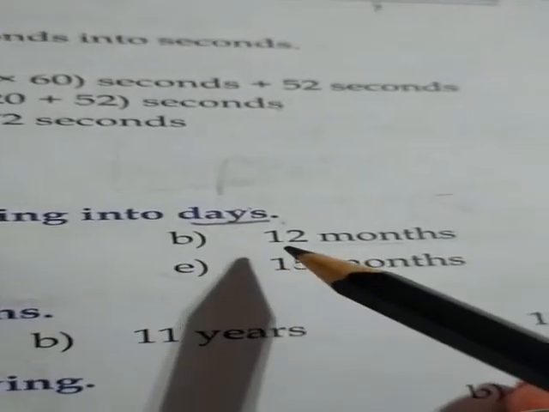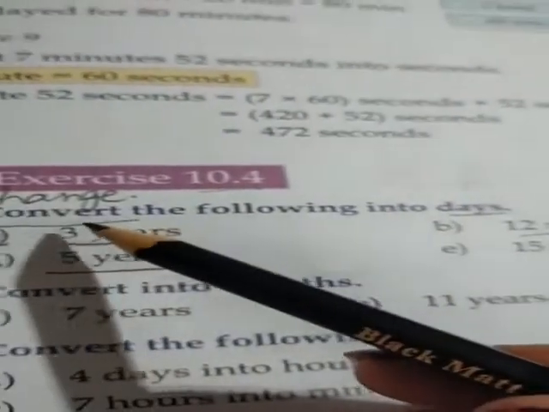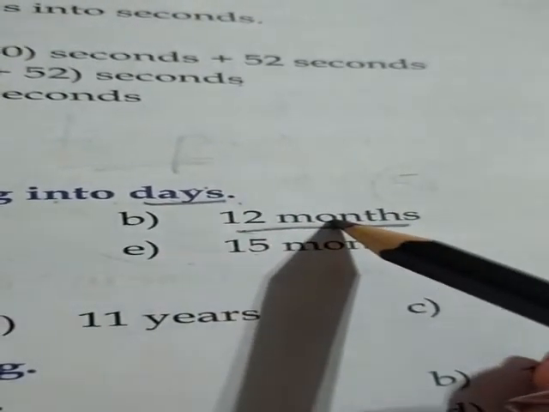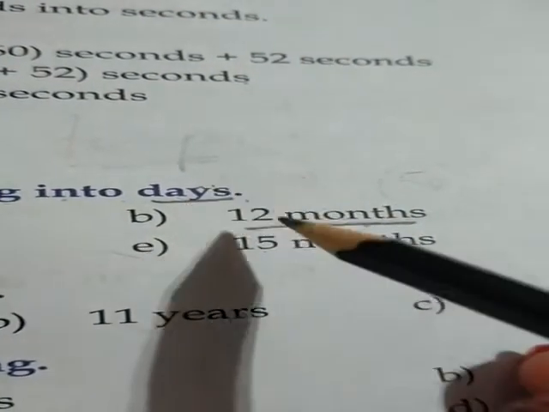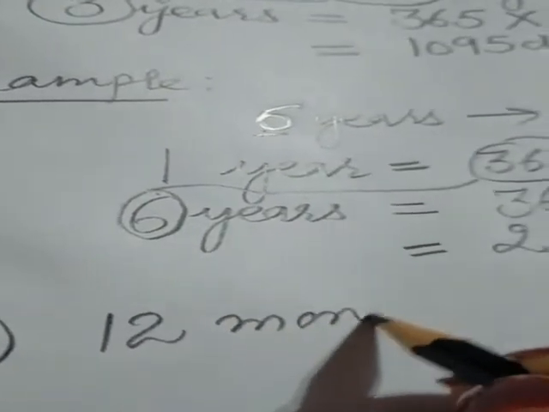Now let's move on to our next sum, that is months. Here months are given but the heading is the same: convert the following into days. Now here months को हमने days में convert करना है. Months को days में convert करने के लिए the important thing that you have to keep in your mind, what is that? I am going to solve part B, that is 12 months. 12 months को आपने days में convert करना है.